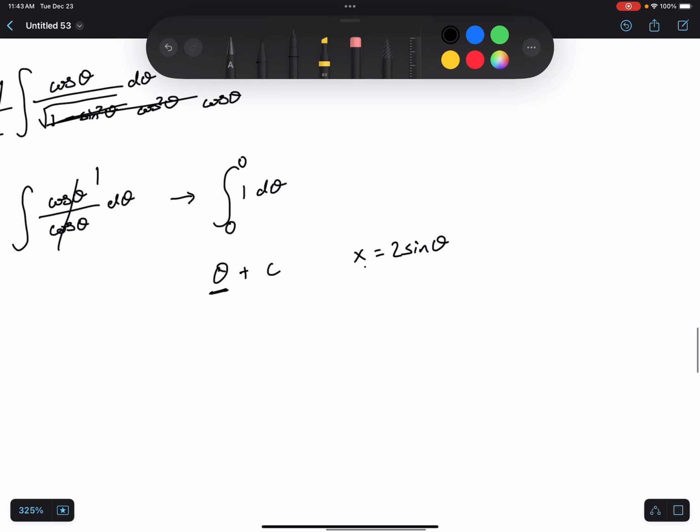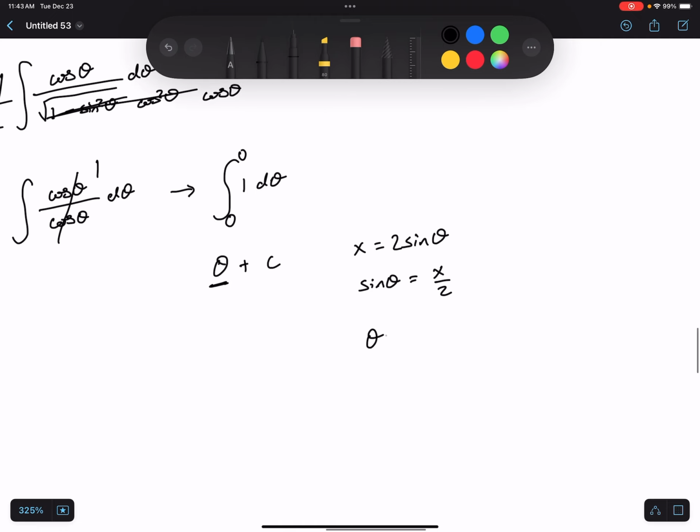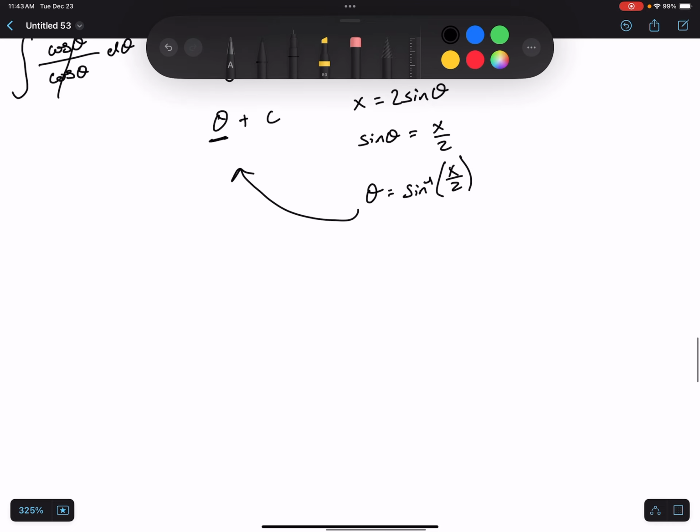And we can solve now for theta. And so we can rewrite this as sine theta equals x over 2. Solving now for theta, we can say theta equals sine inverse or arc sine of x over 2. And now we can go ahead and plug that in here. And we can say arc sine x over 2 plus c. And this is the result of our integral.